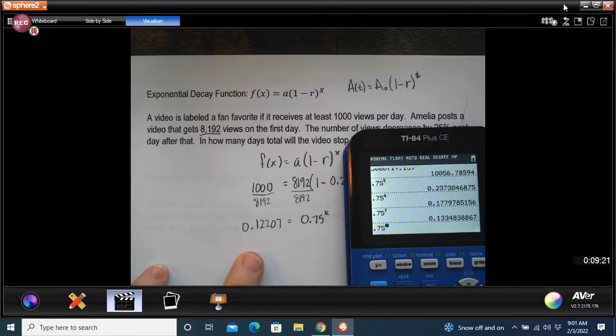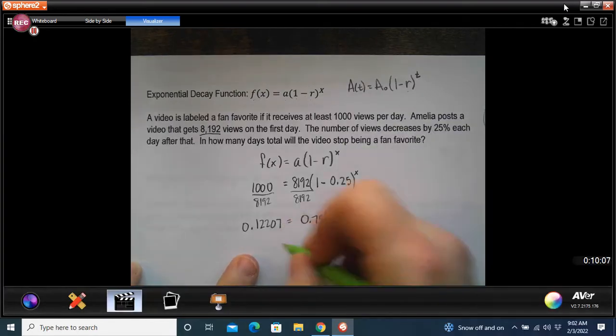0.75 to the 8th power is too small, so it's somewhere between 7 and 8. So let's try 0.75 to the 7.5. And I get 0.1, which is too small. So 0.75 to the 7.1 is 0.129, 0.75 to the 7.2 is 0.126, 0.75 to the 7.3 is 0.1224. I think that's pretty good.